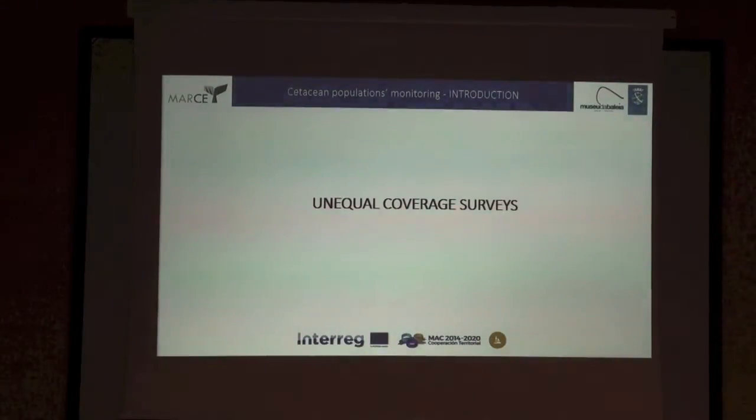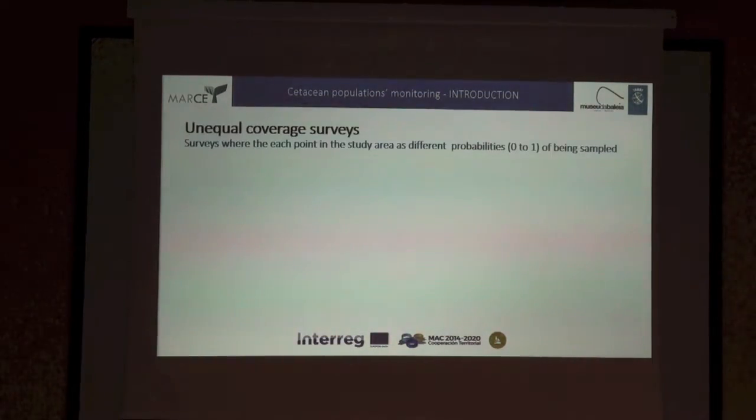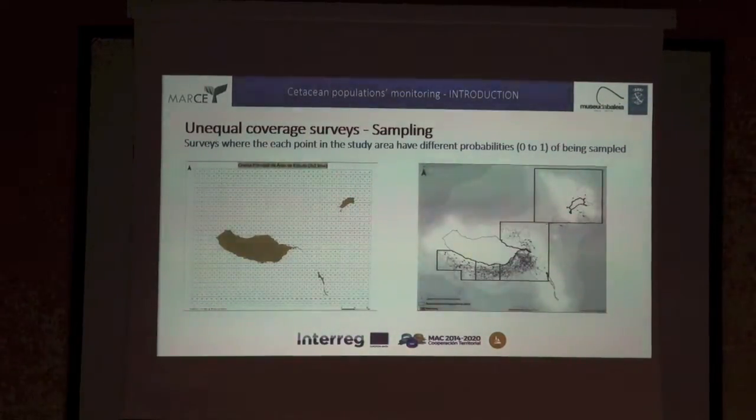Sometimes we just have data, for instance, from surveys we do for photo ID work, where we don't cover the area in a systematic way and with the same coverage probability. And so, in that case, each of the points in the study area has a different probability of being sampled. Some will be sampled more, others less. And here we have a case.